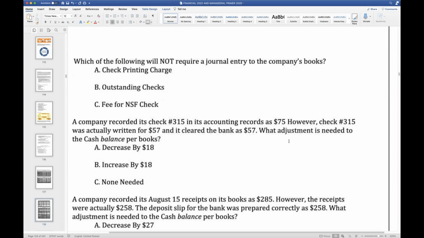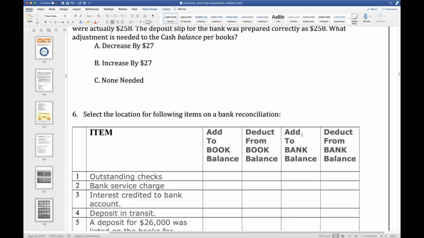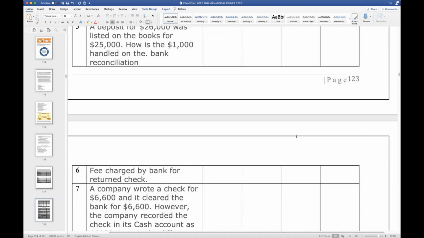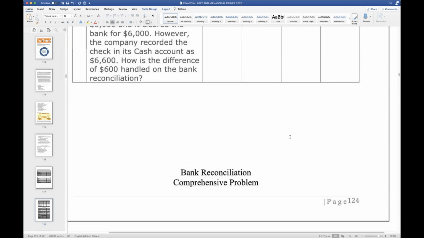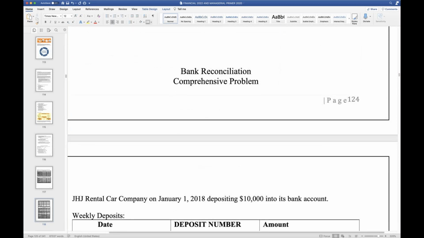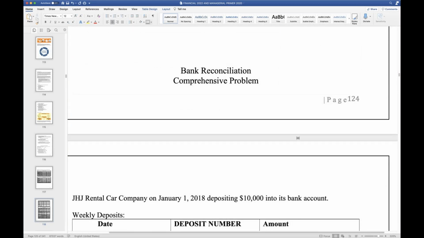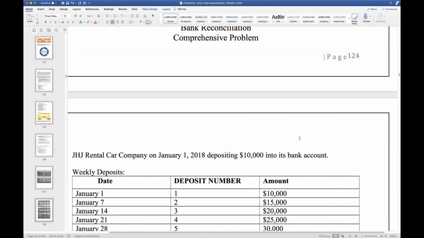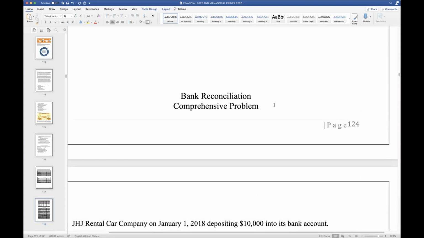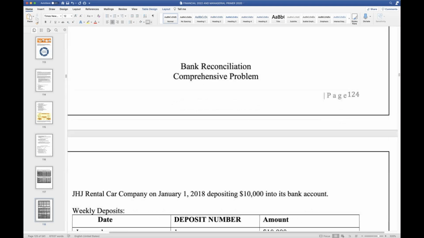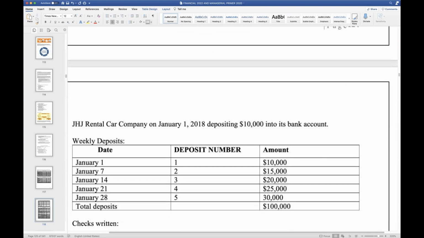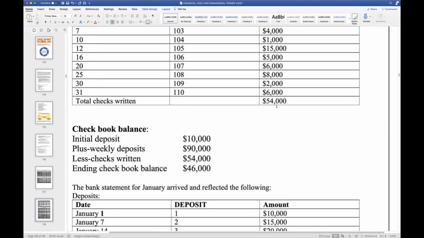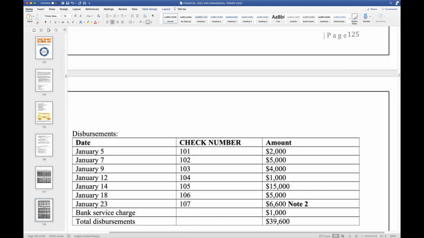So this is not difficult work to look at. A lot of it's just multiple choice, but everybody works on it. Here's the bank reconciliation comprehensive problem, A students only. So A students, you will work this bank reconciliation comprehensive problem, and you will submit this in a separate link that I'll set up for the complicated bank reconciliation.